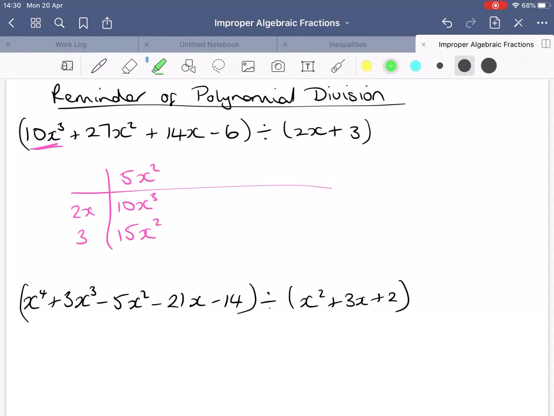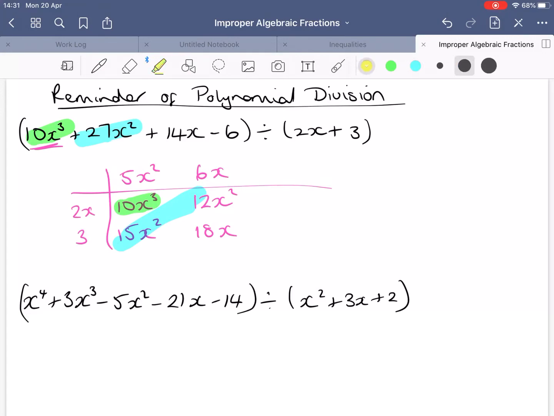And at that point, this was here. So that's perfect. Now, the 27x squared has to come from these two diagonal components. Because I've already got 15x squared, I need another 12x squared. So 2x times what makes 12x squared was 6x. And again, now fill in this column. 6x times 3 is 18x.